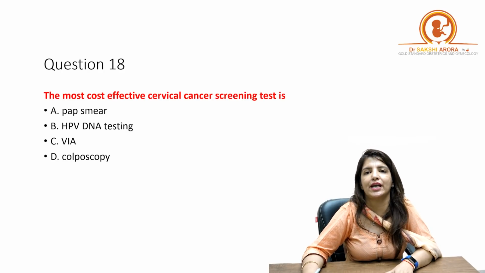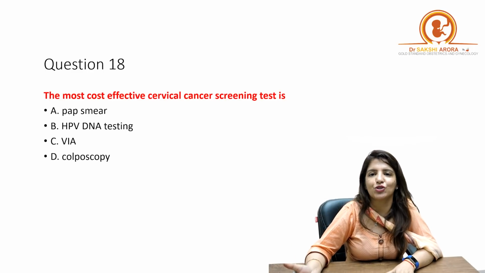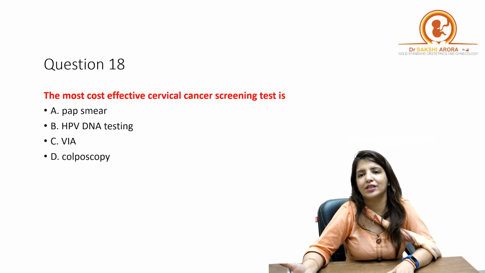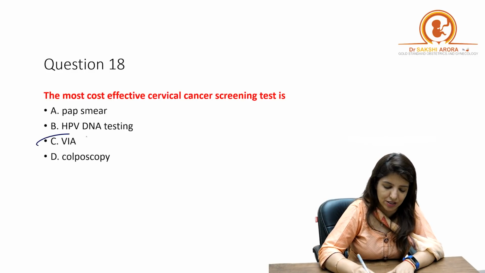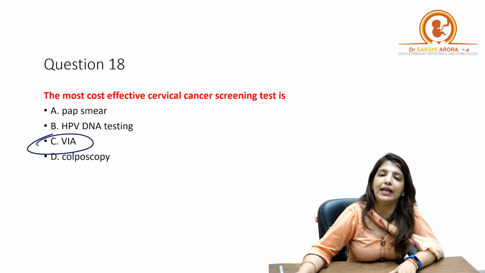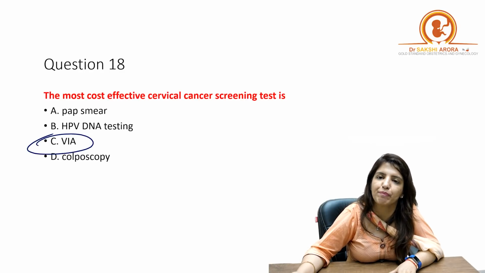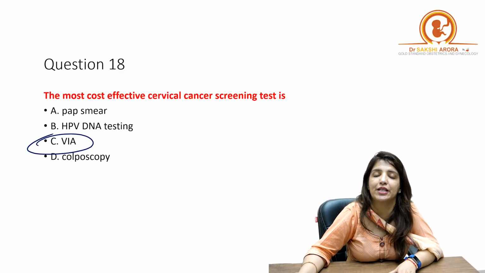Now, some students said that the question is most cost-effective. Some of them said that the question is the cheapest. So, whether they are talking about most cost-effective or cheapest, your answer is visual inspection with acetic acid. In our camps and in rural settings, we do not go for pap smear. Pap smear again is a little expensive option.